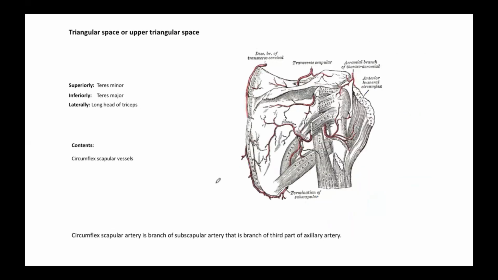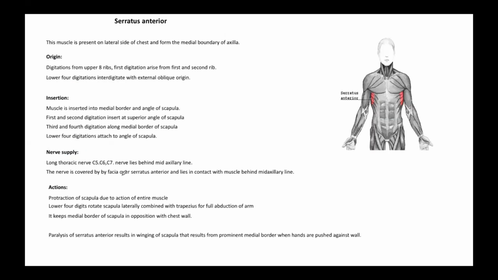So this is the upper triangular space. Attachments of the coracoid process: there are three muscles: pectoralis minor, short head of biceps, and coracobrachialis. And there are actually four ligaments, but at least three are important: the coracoclavicular, coracoacromial, and coracohumeral ligaments.